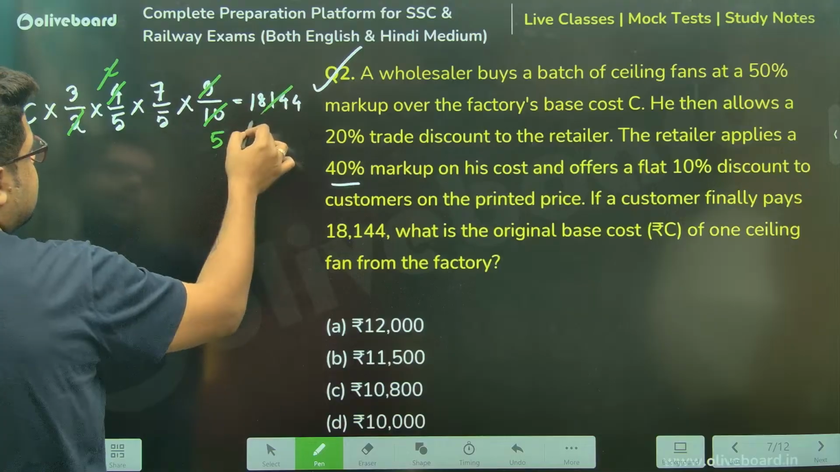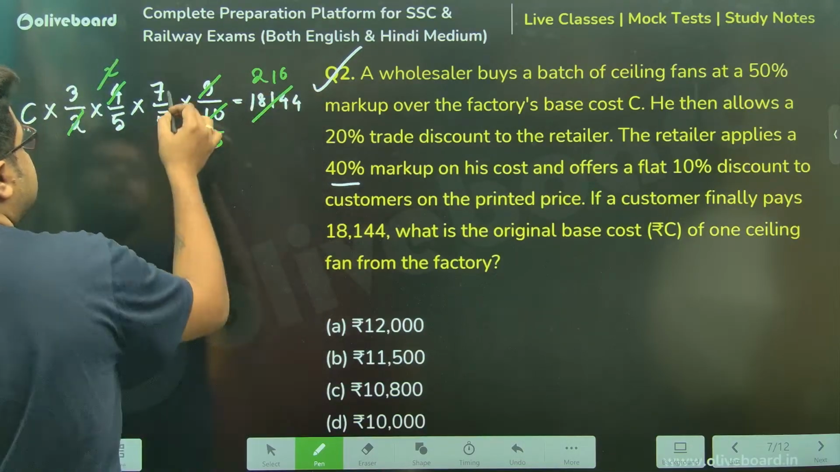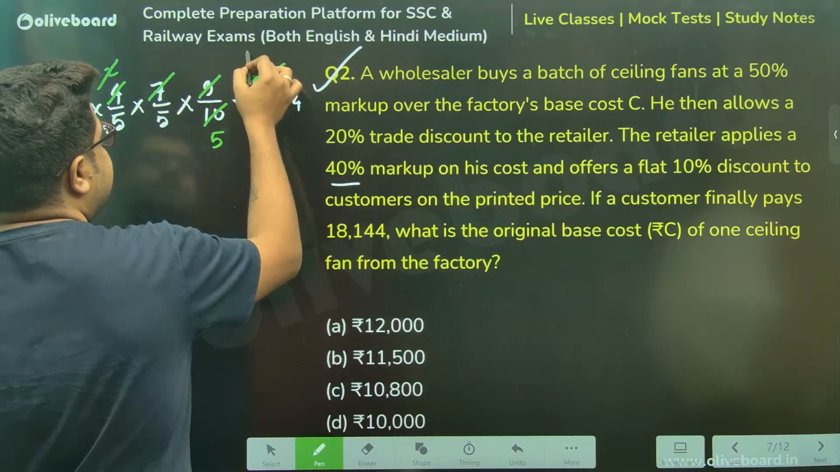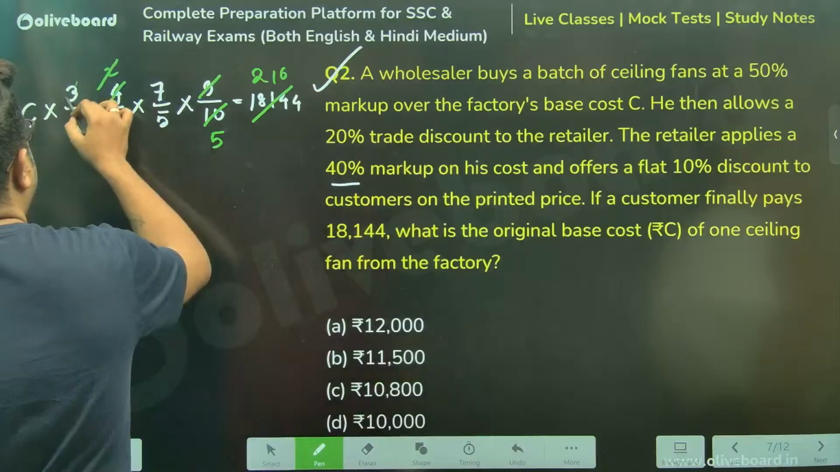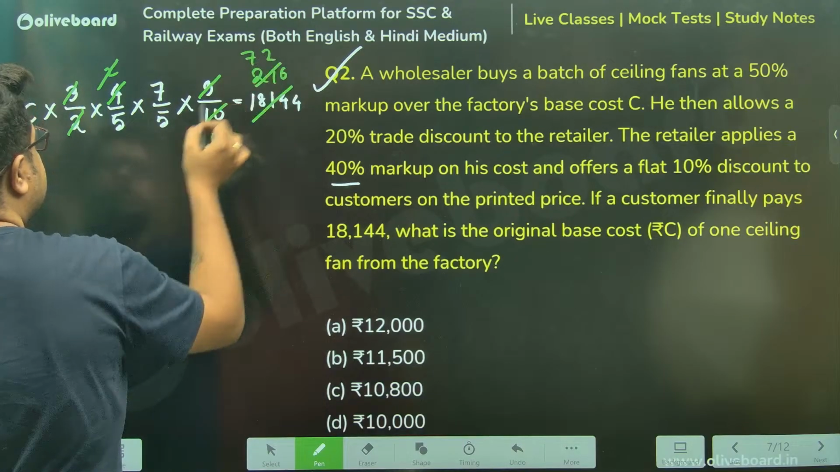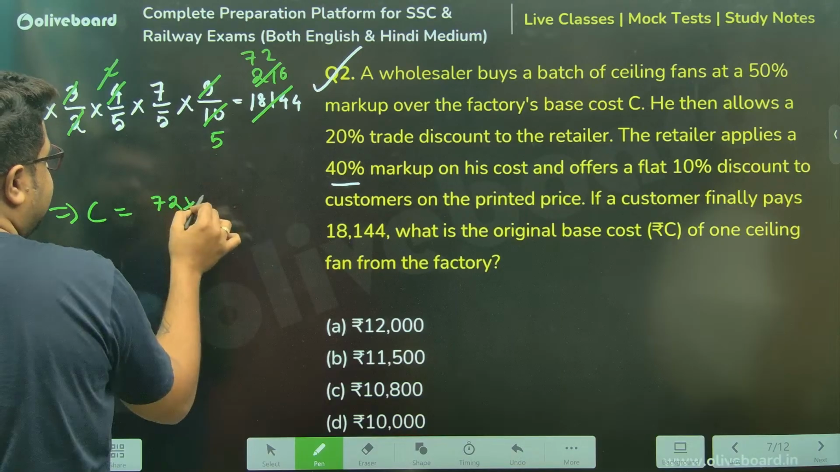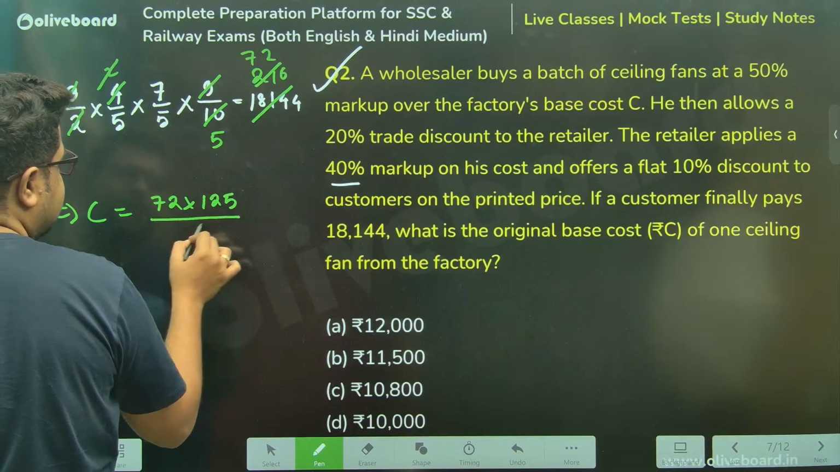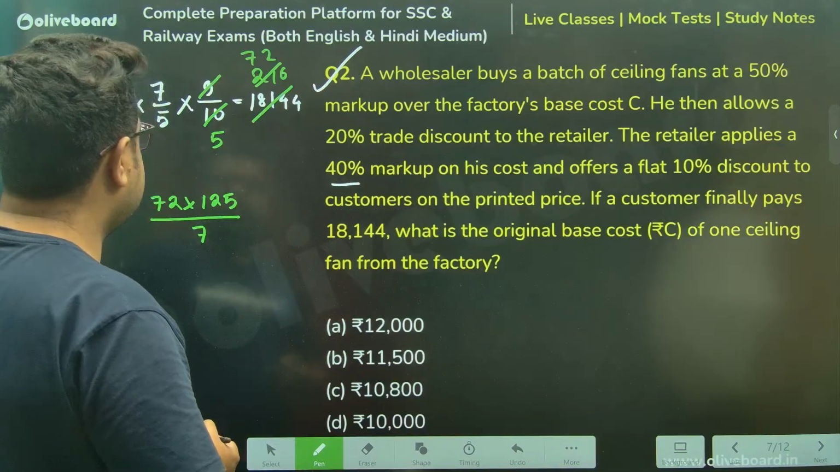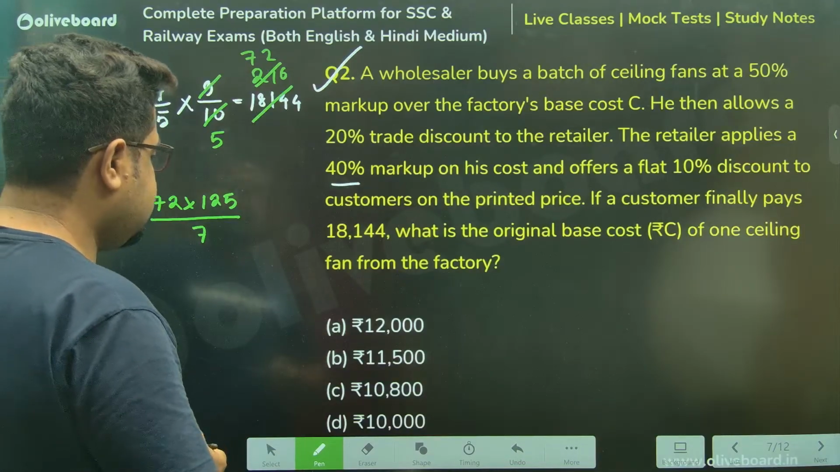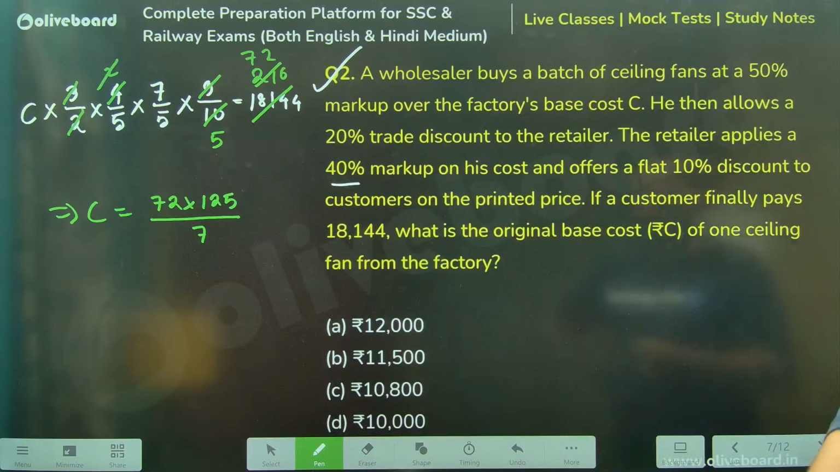Chalo, 9 2s are this and 9 16s are this. 3 72, sir. So C is 72 into 125. By this 7. This 7 is going to give us a little trouble. What is the original? But it's not divisible by 7, na? It's not divisible by 7.